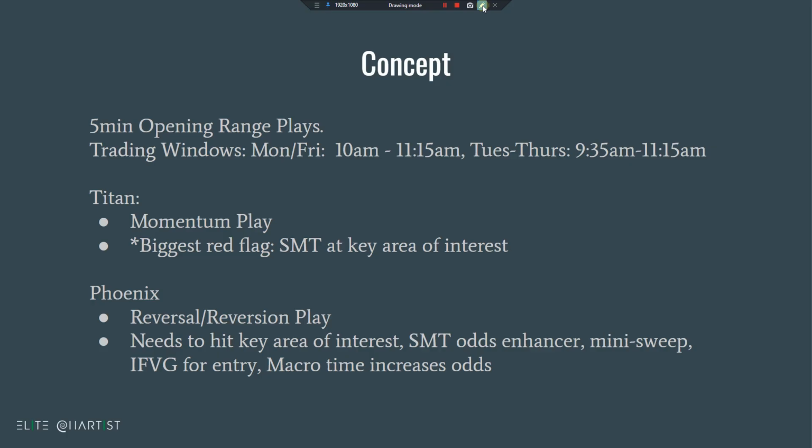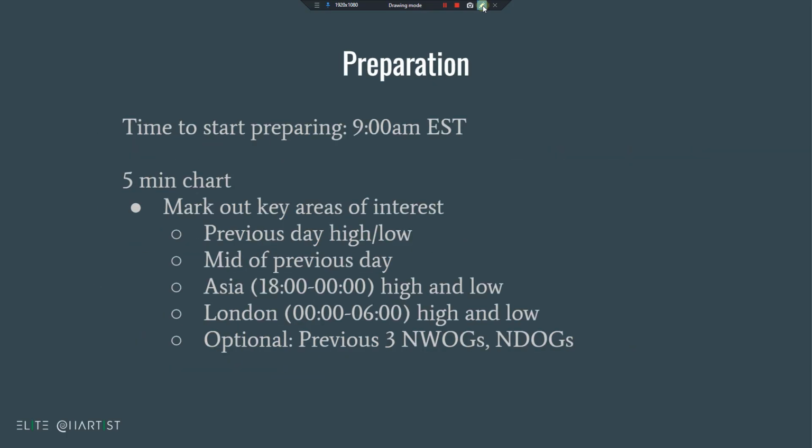Then on the 1 minute time frame, I want to see the mini sweep, inversion, fair value gap. That's my favorite kind of entry for that reversal. And if we're in a macro time of day, even better. But again, I could still trade that outside of a macro window. But if you have the SMT and the macro and all that, it really does amplify the probabilities.